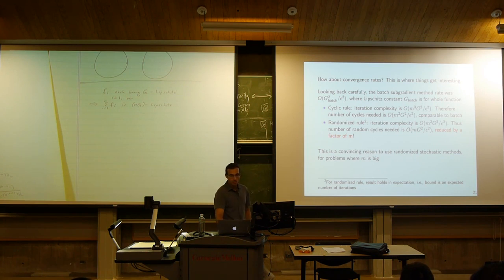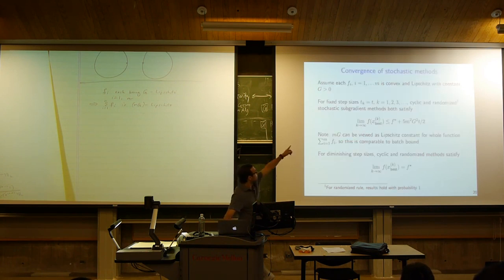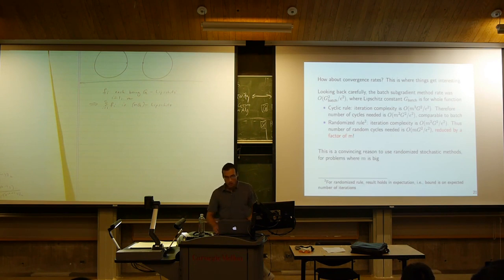Remember, g here was the Lipschitz constant that's just associated with one of these functions fi. So if I ask how many cycles are needed, right, one cycle being m iterations, then the answer is divide this by m. That's just a relationship between, there's m iterations in one cycle. And that's a fair thing to think about compared to the batch method, right? Because one full cycle of stochastic subgradient performs the same number of computations as one iteration of the batch method. Okay, so the number of cycles needed is on the order of m squared g squared over epsilon squared.